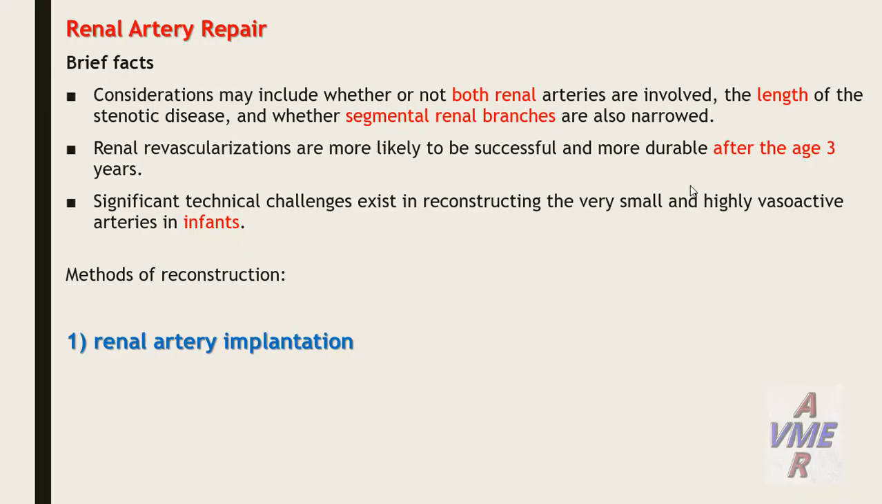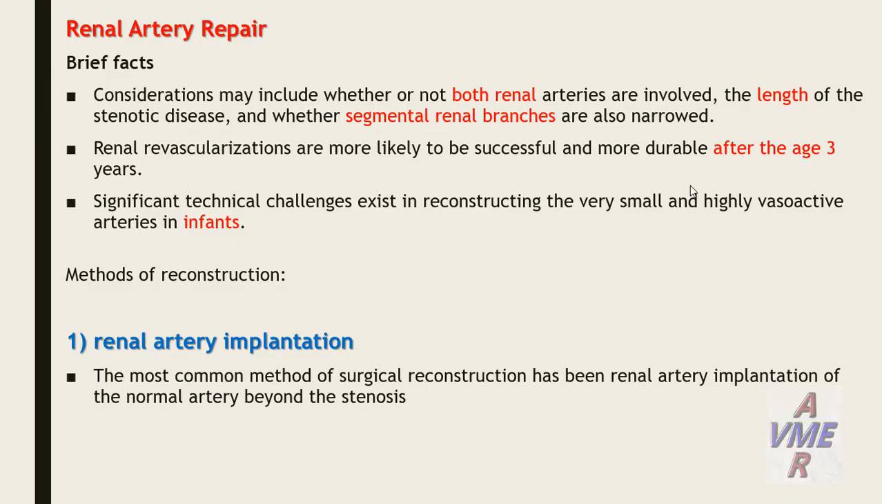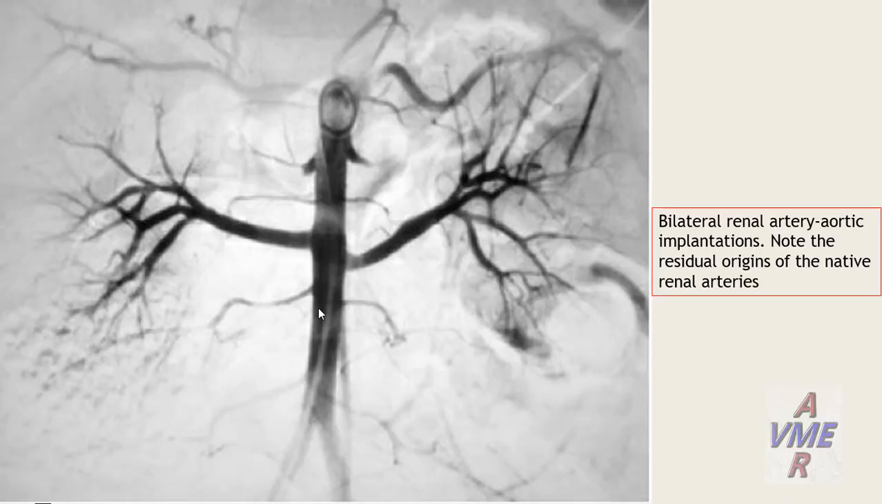So, what are the methods of reconstruction? Number 1, renal artery implantation is the most common option for the surgical reconstruction of the renal artery. So, the brief facts are the considerations: whether you have one kidney affected or both renal arteries affected, the length of the stenotic disease, and whether segmental renal branches are narrowed or not. The treatment will be more successful at an age of more than 3 years, but will be technically challenging in the infant. Renal artery implantation is the most common type of reconstruction.